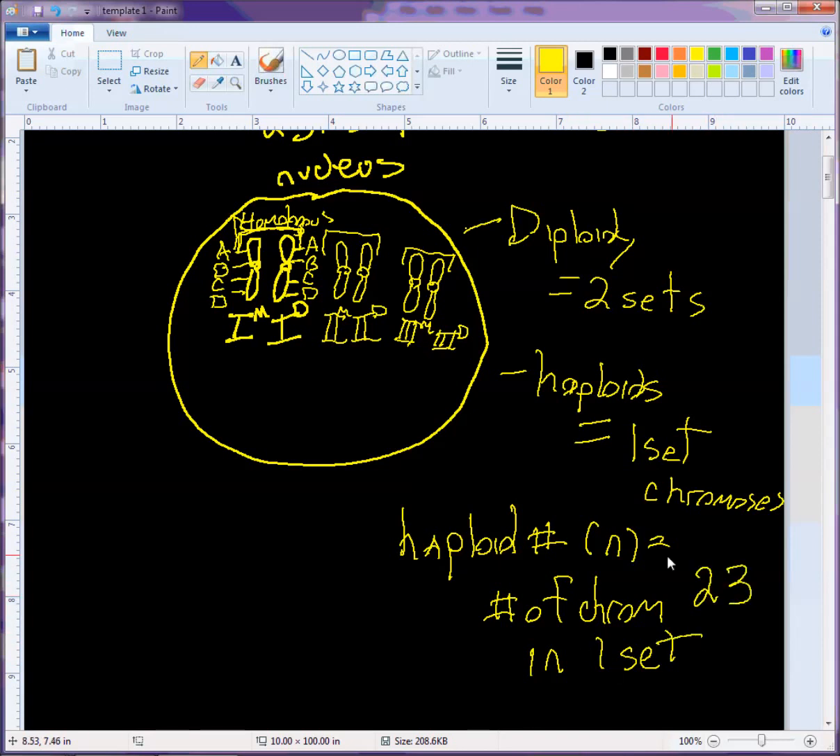Okay. So if the haploid number is 23, a haploid cell would have 23 chromosomes. A diploid cell would have 46. Triploid would have 3 times 23, which is 69, and so on and so forth. Okay, I think that's it for 2.4.